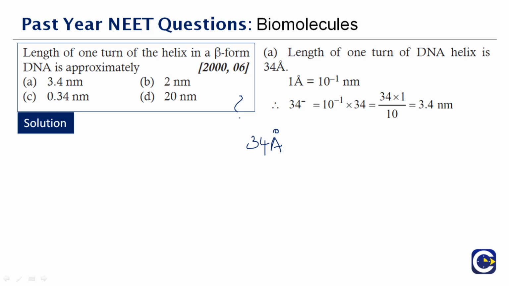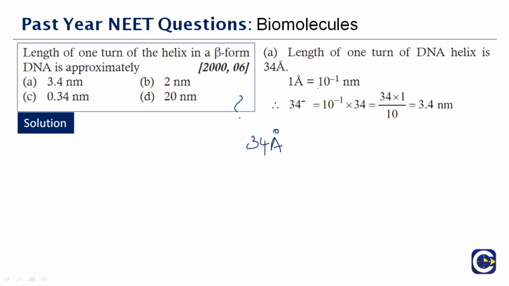So 34 angstrom is equal to 10 to the power of minus 1 into 34, which gives you 34 into 1 divided by 10, which will give you 3.4. Therefore, the correct answer to this question is option A, 3.4. So the length of one turn of B-form will be 3.4 nanometer. I think it's simple maths that you need to understand.